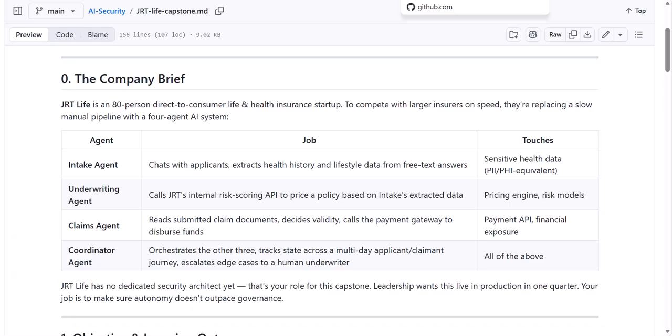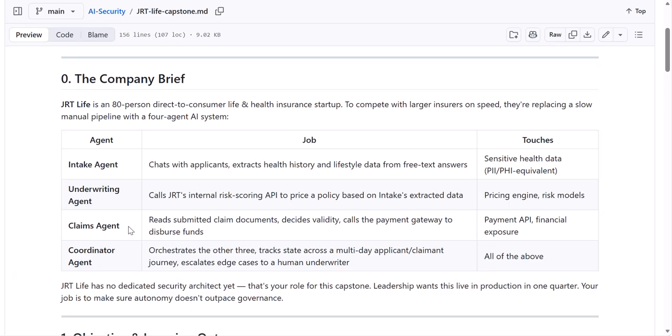So now let's go to the third one, the claims agent. In any insurance company, this is one of the important tasks of their business. So when a claim is submitted, this agent reads the submitted claims, decides validity, and calls the payment gateway to disburse the funds. Okay, so this touches the payment API and financial exposure.